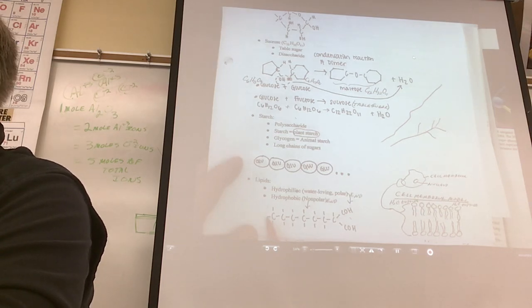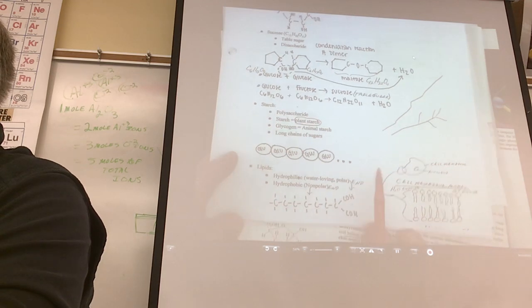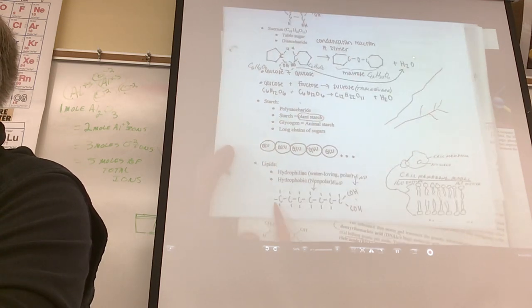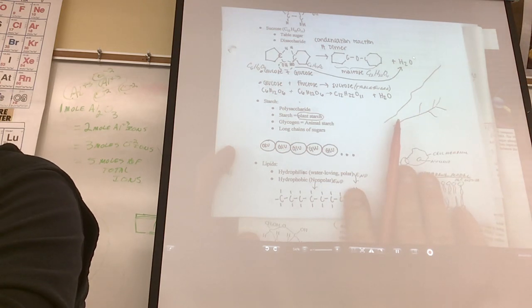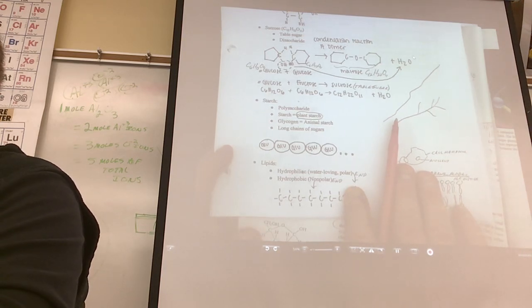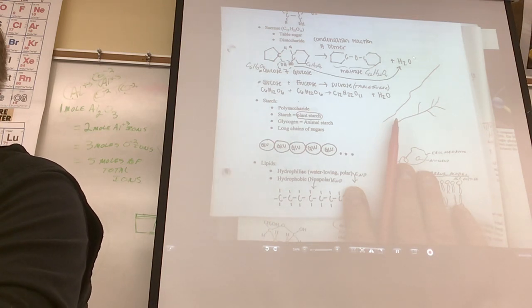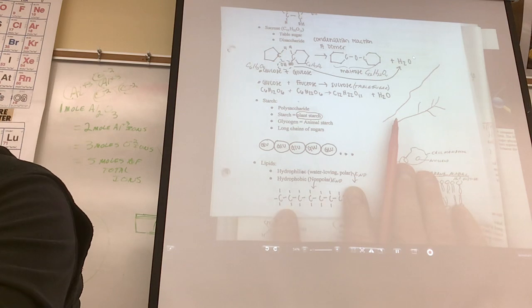But anyway, fatty acids are these. Look at this right here. I taught this to you before. What happens when you only have carbon and hydrogen? Is it going to be polar or non-polar? Non-polar. Gasoline is only made of carbon and hydrogen. It's non-polar.